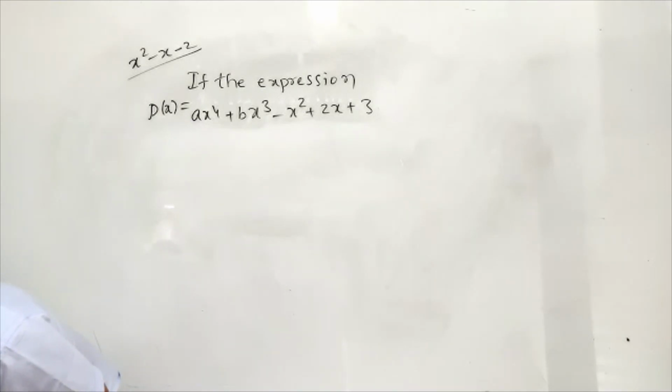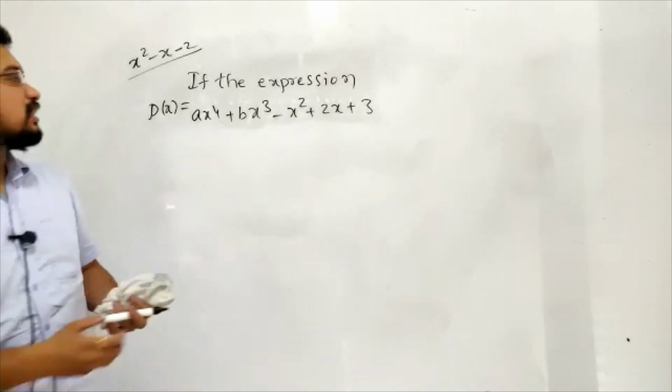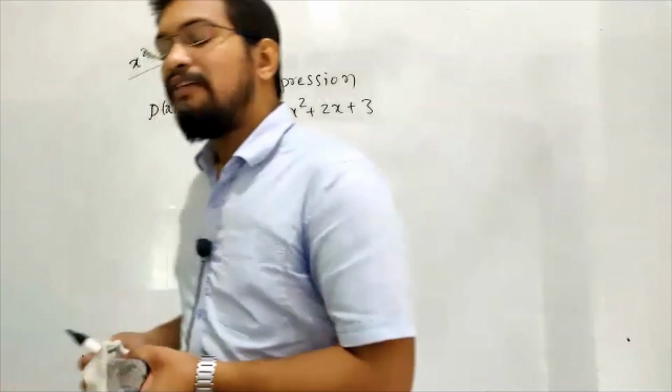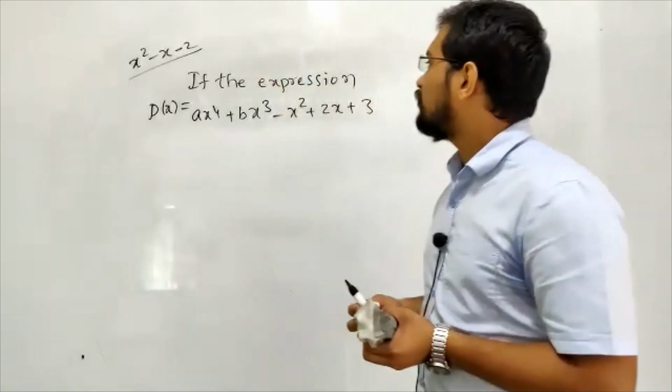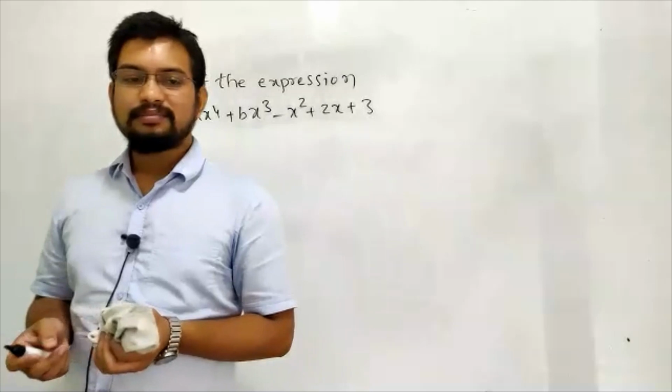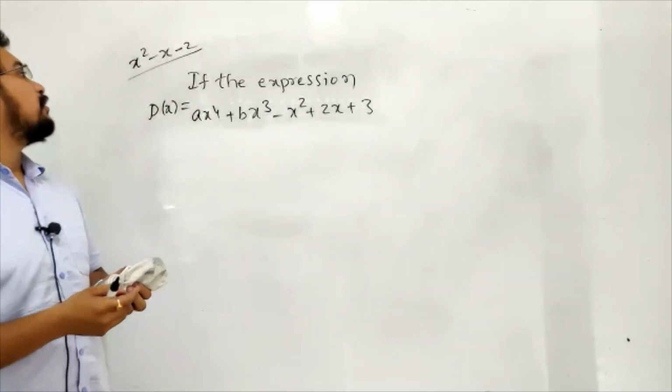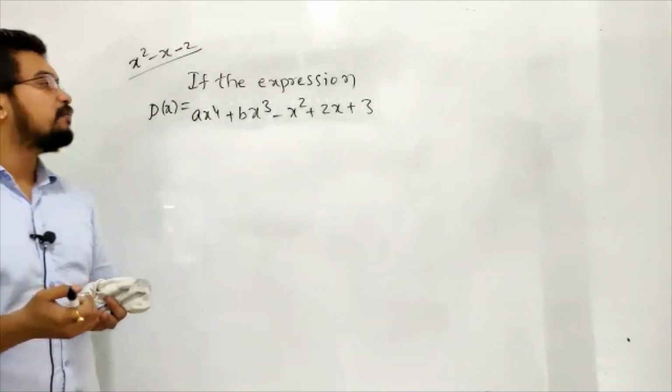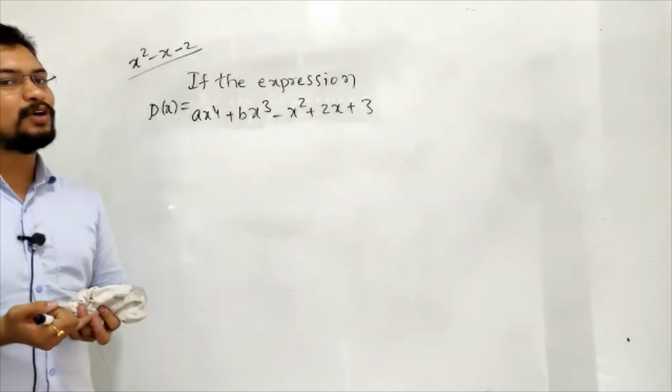Excellent. Discriminant is less than 0. Very good. Now you try it. X square minus x minus 2. If the divisor is x square minus x minus 2, what will be the values of a comma b? The remainder is 4x plus 3. What will be the values of a comma b?